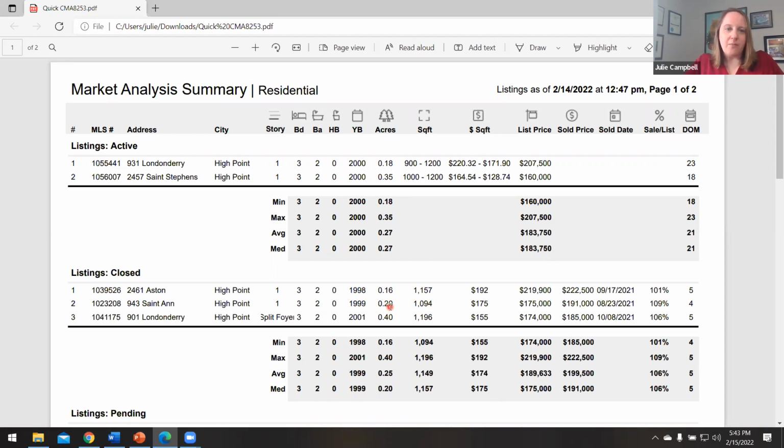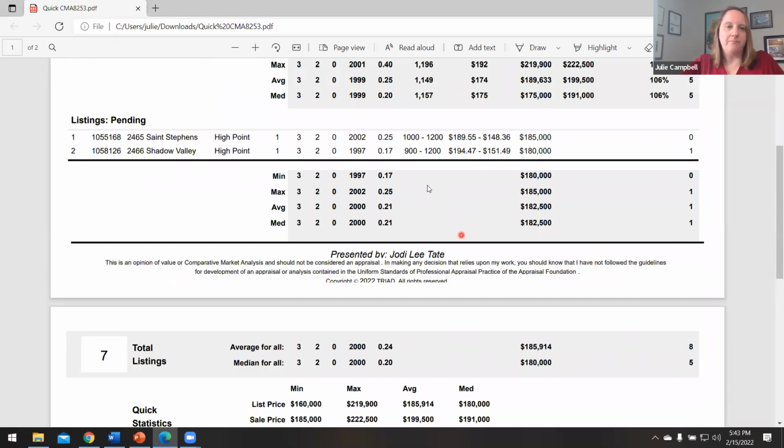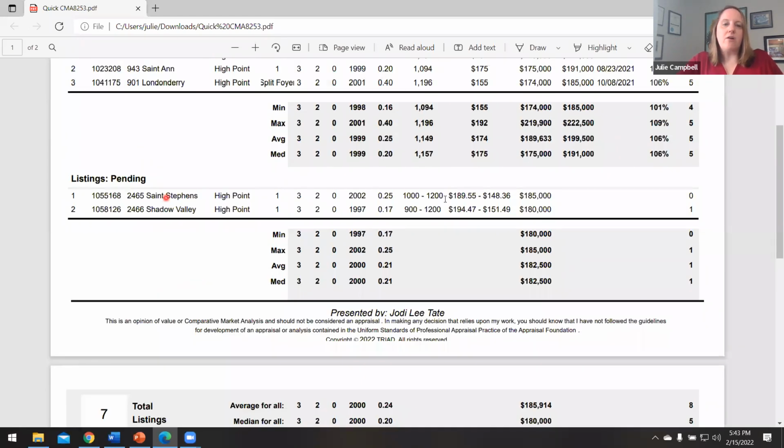So I could use this information to help my seller determine what I think their probable sales price is, and thus what we should list it for. We also want to look at things that are under contract. Again, I don't know the sales price yet. I don't know what it's going to close for until it actually closes.